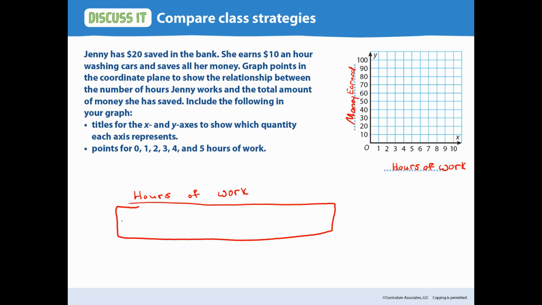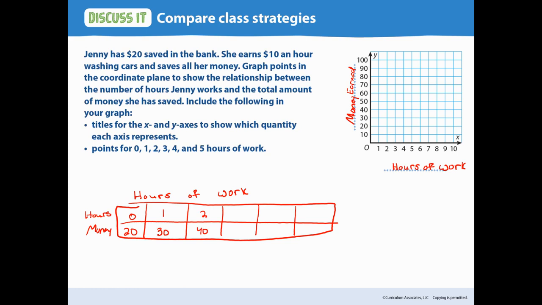All right, so again, it says, guys, that Jenny starts with $20. So if Jenny works 0 hours, how much money does she have? Well, she doesn't have to work for any money because she has $20, right? So I'm going to do the same thing down here. Hours and money. So 0 hours, Jenny has $20 because she has saved that. Now it says she earns $10 an hour. So if she works 1 hour, 20 plus 10 is now going to be 30. And so 2 hours, 30 plus 10 is now going to be 40.